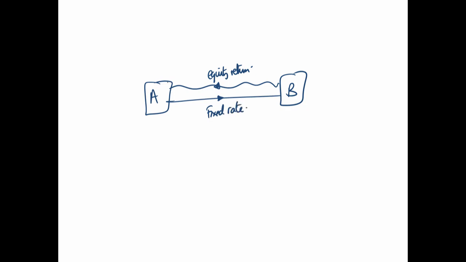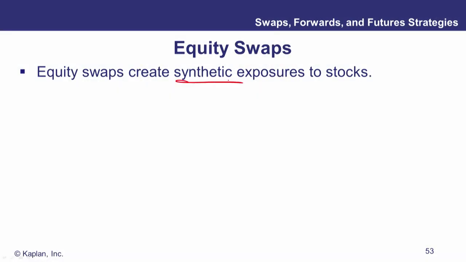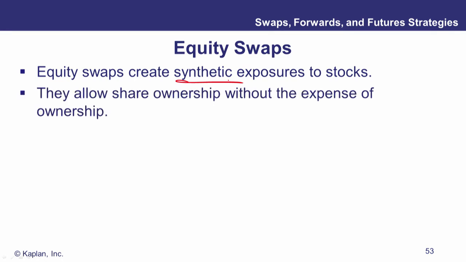A is taking a long exposure to the underlying equity because they receive the returns of the underlying equity, but they haven't actually gone out and bought the equity. So this is a synthetic long equity position as far as A is concerned. And it's also geared as well because they're only really paying an interest rate, which is a cost of funds, rather than actually funding the position themselves. So it does allow exposure.